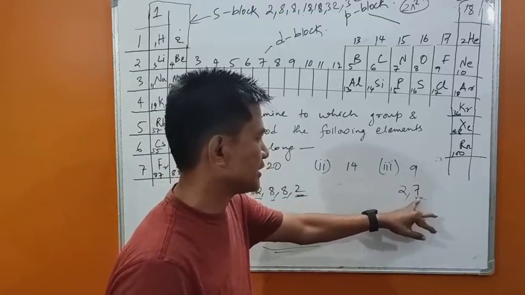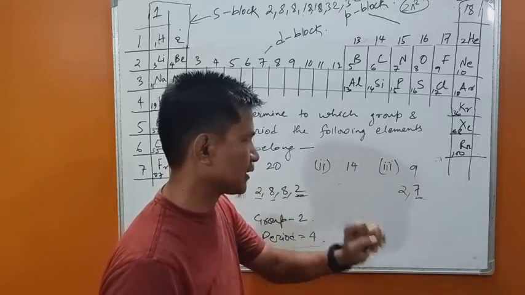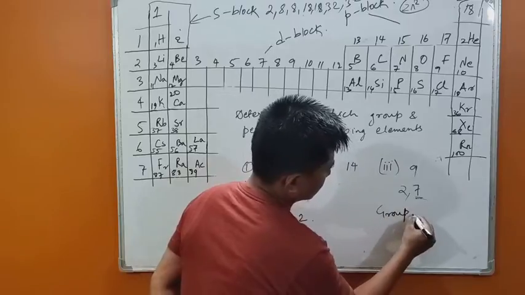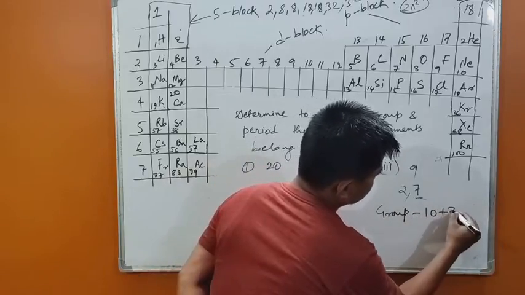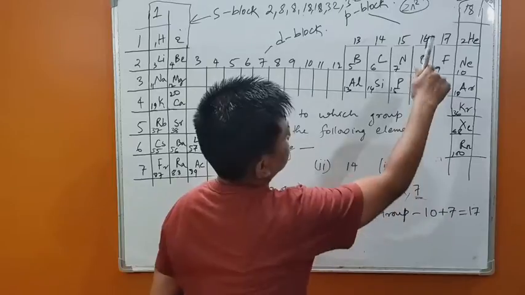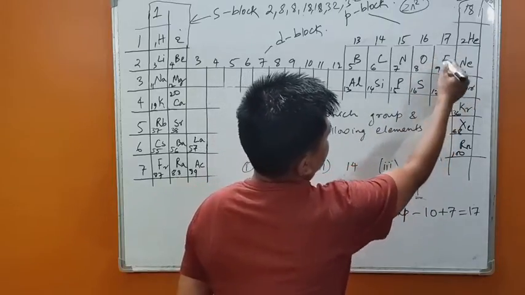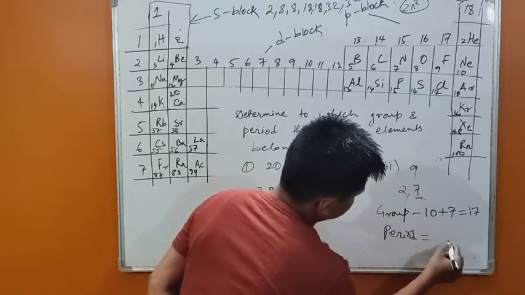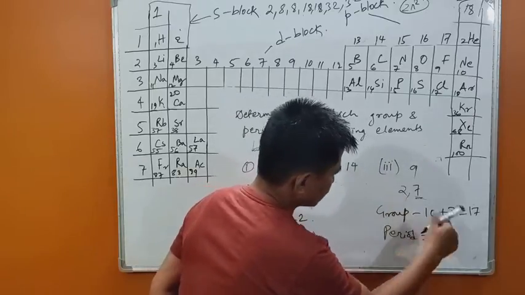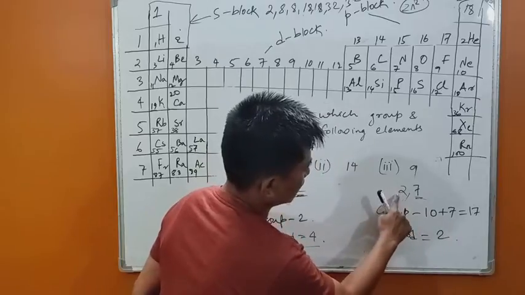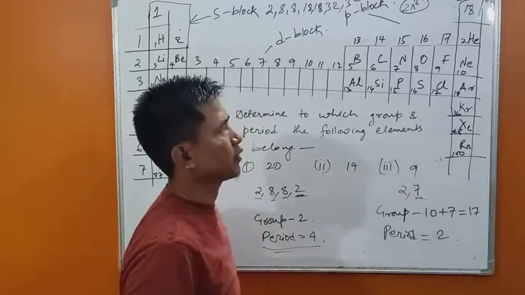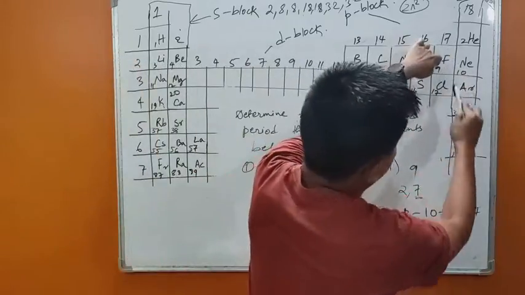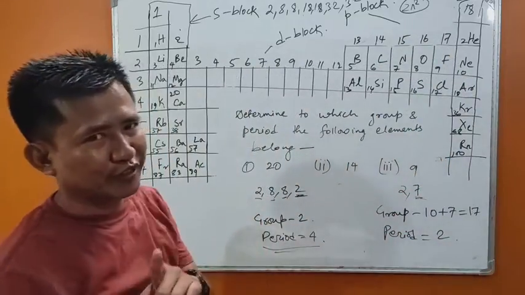7 electrons means 10 plus 7, that is the 17th group, isn't it? The group is 10 plus 7, that is 17th group. Now let's check out the period. The period is 2, the second period. How many shells? Determine the number of the period. So the second period, 17th group is fluorine, atomic number 9. I hope you got this.